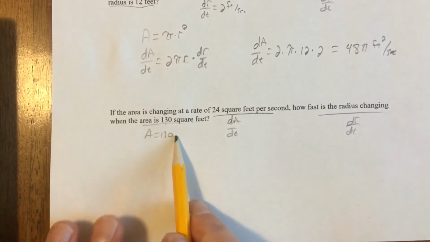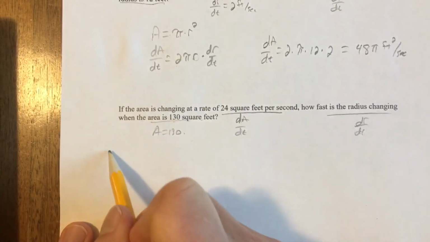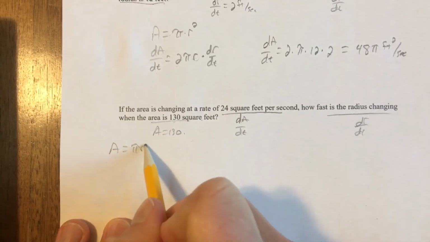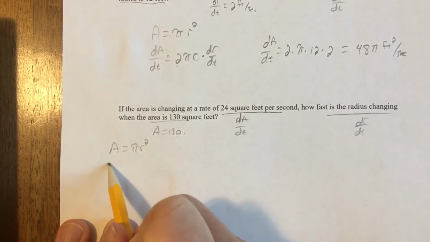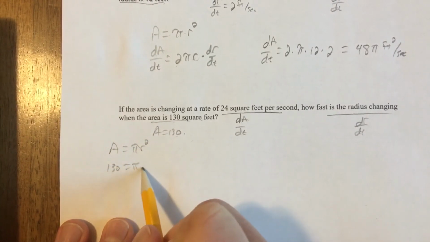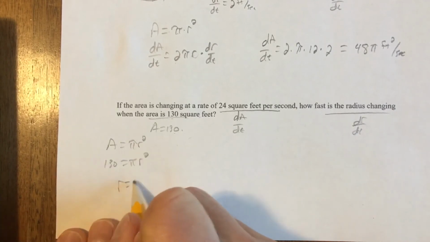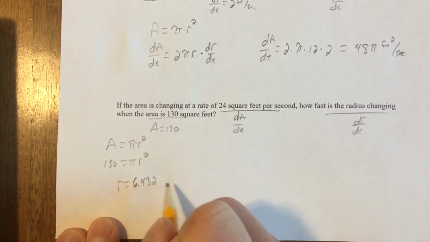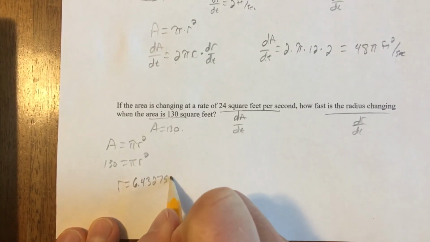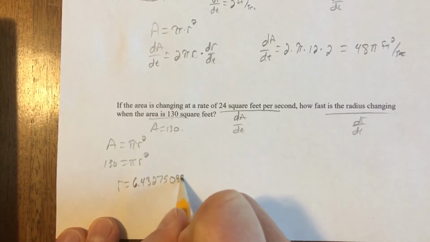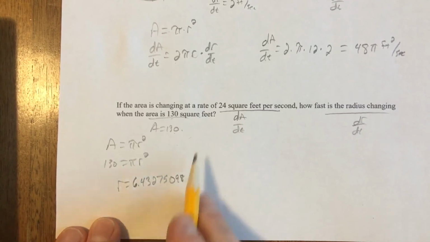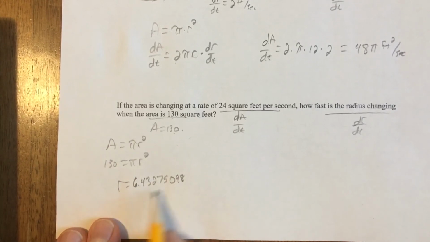So there's a little work that we have to do. We have to take that same area formula, pi r squared, but this time we're going to have to put 130 in and solve for the radius. Okay, so not a big deal. We're going to go 130 divided by pi, and then we're going to take the square root of that. And that's going to give us a radius of 6.43275098.